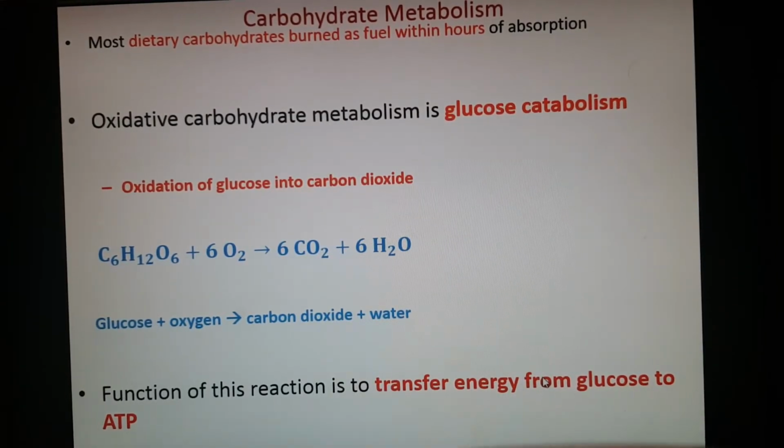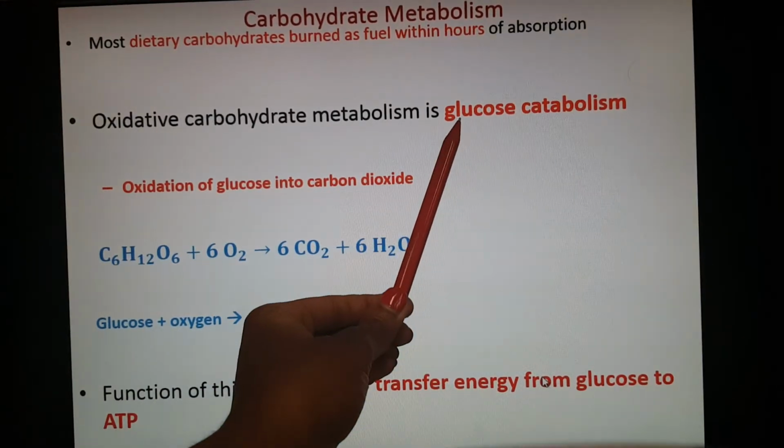So moving on to using those nutrients and how we get the energy from them, starting with carbohydrates. Most of our dietary carbs are used as a fuel within hours of absorption. In order to use up our carbohydrates as fuel, they have to go through what's called glucose catabolism.